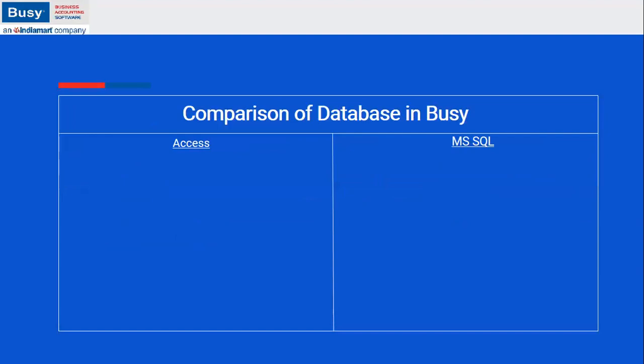Next, comparison of database in Busy software. We have two types of database, you know that, MS Access and MS SQL. And what is the comparison? The first point is that a single location can be managed in Access database, and in MS SQL database, multiple locations can be managed. So if you want to use Busy software in a single location on multiple systems, then you can use MS Access database. And if you want to use Busy on multiple locations, whether it is a single system or multiple systems, then for multiple locations you have to use MS SQL database. So this is the difference.